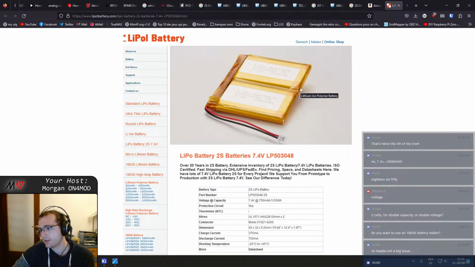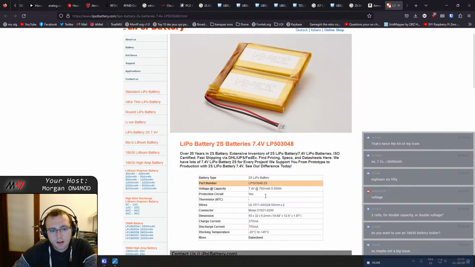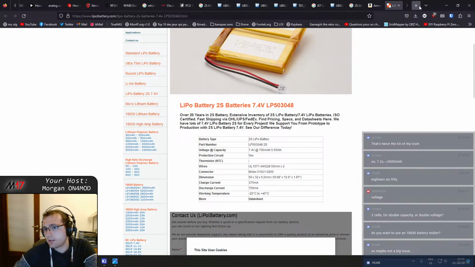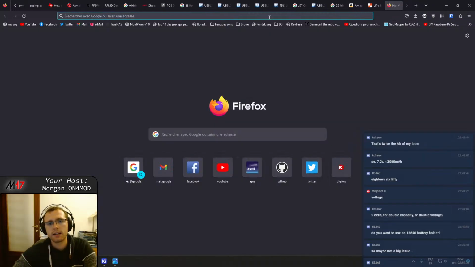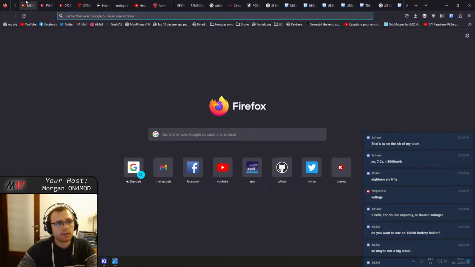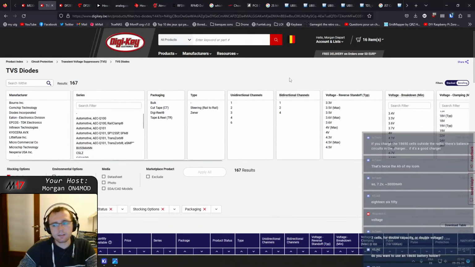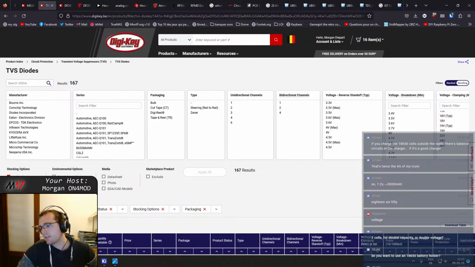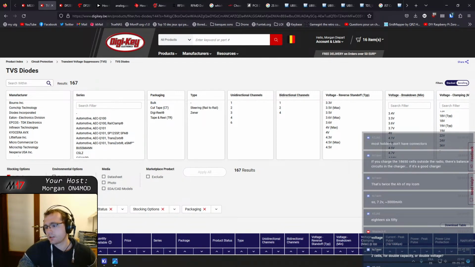Later on, we might want to change that. However, we also need a lithium battery holder which puts the batteries in series and not in parallel, and I don't know if we can find that easily. Let's try finding that. If you charge the 18650 cells outside of the radio, each cell is charged separately, so you don't have the balance problem at all.